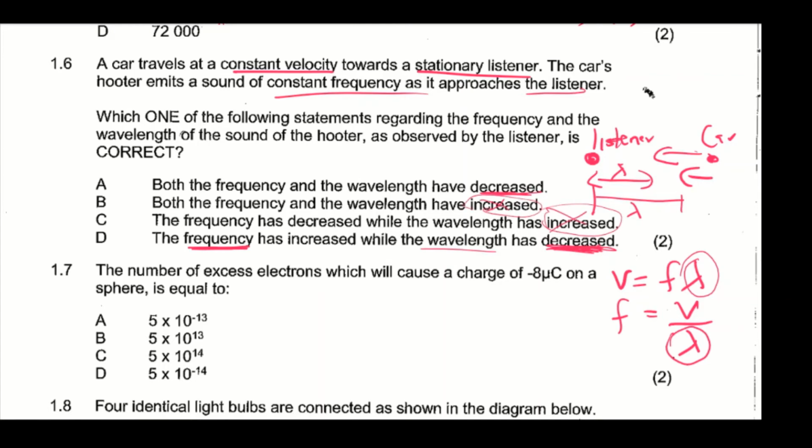So looking at these two options that I just underlined here, let's look at the frequency now. As the wavelength decreases, the frequency increases. So where is the frequency increasing? It is increasing on only this option here. So which means this option A goes out. We will consider option D in this case to be correct, right? Because the frequency increases as the car comes closer, whilst the wavelength decreases.